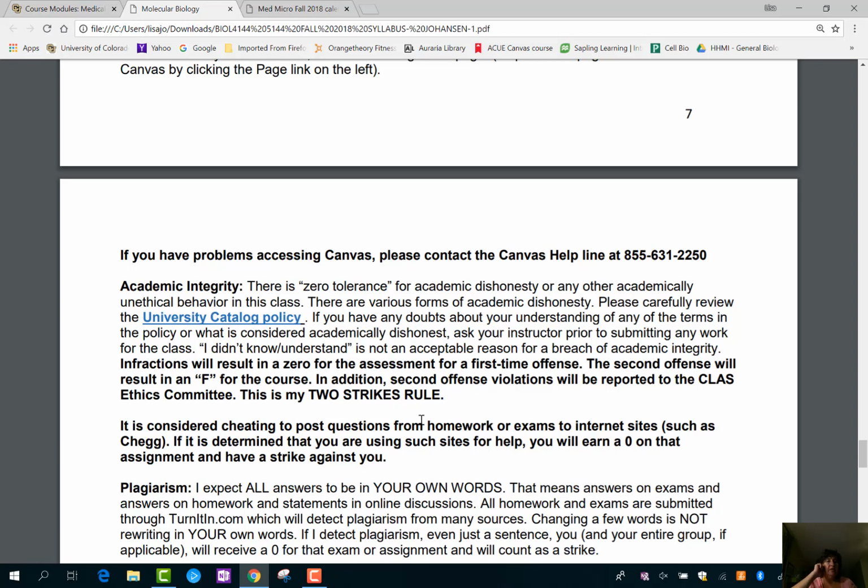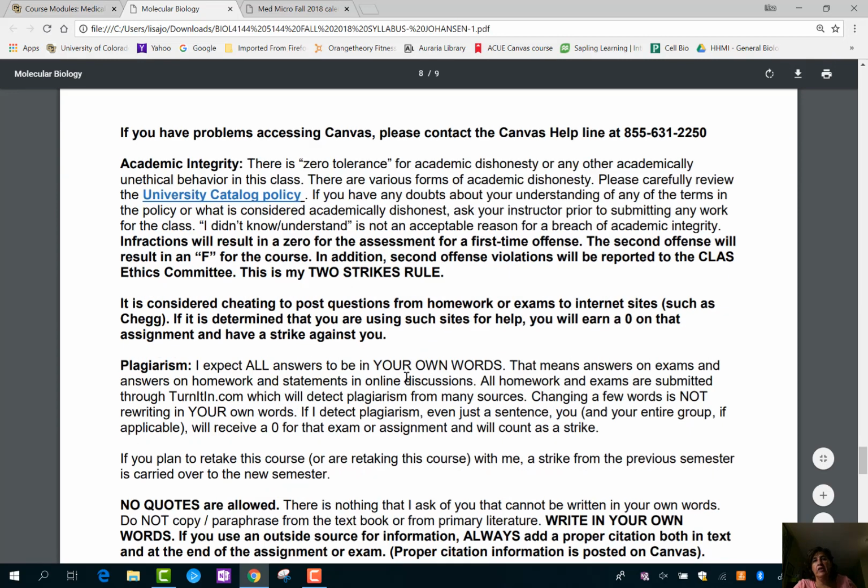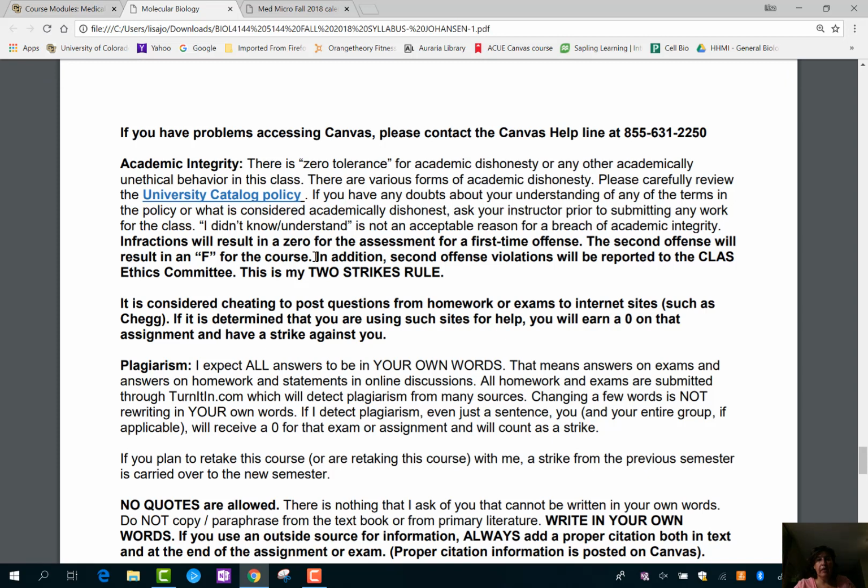Here describes my 2 strikes rule. Intentional or non-intentional plagiarism doesn't matter to me. You will have your first strike and you will earn a 0 on whatever assignment that is, even if it's the final paper. Second offense will result in an F in the course. You'll be turned into CLAS ethics, and we will be done. So if you're having trouble, if you have questions about this, ask. Again, no quotes. There's nothing you need from the papers to quote or from outside resources. I never ask for definitions because that's hard not to plagiarize. Everything should be in your own words.